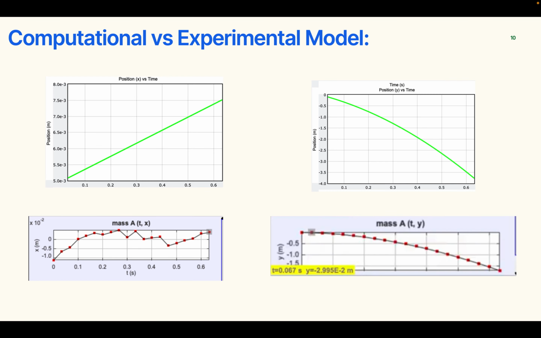So these two top graphs are the computational model where there was no drag, an ideal situation, and on the bottom is our experimental data that shows that it's not ideal, which basically means that there are other forces acting on the projectile than gravity, which is where drag comes into play.